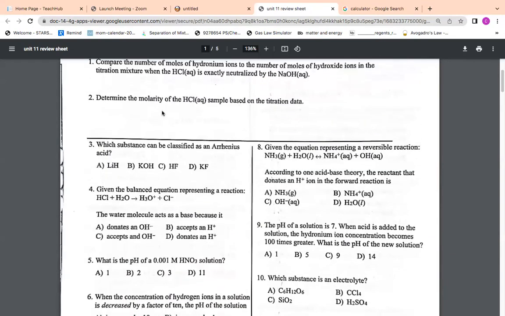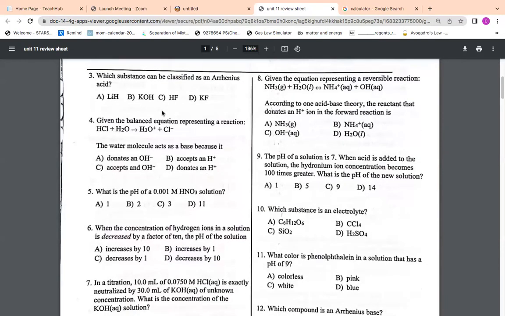All right. Number 8. We're given this reaction, and then according to one acid-base theory, the reactant that donates an H plus in the forward reaction is, so they're talking about Brønsted-Lowry here. So again, water can act as an acid or a base. Here it is acting with something that is known as a base. Ammonia is a base. So the water is going to be acting as the acid, okay?